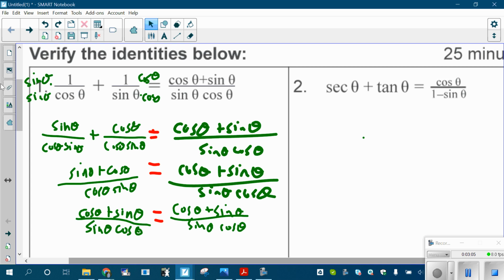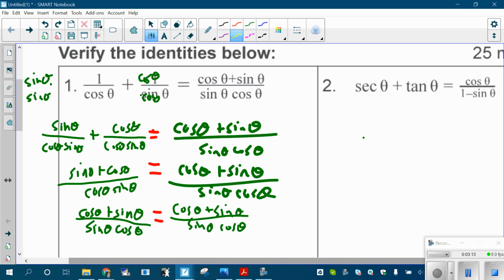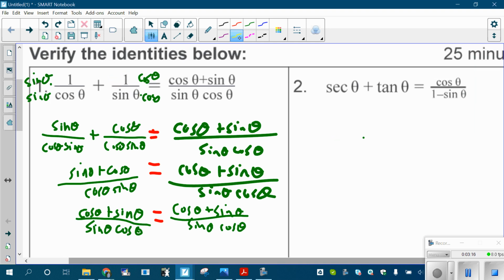If you worked on the right side instead, you would use the idea of splitting it up into two fractions, making this into a single fraction and this into a single fraction, and simplifying those fractions. It will look like this. But I chose to work on the left side, make it look like the right side.